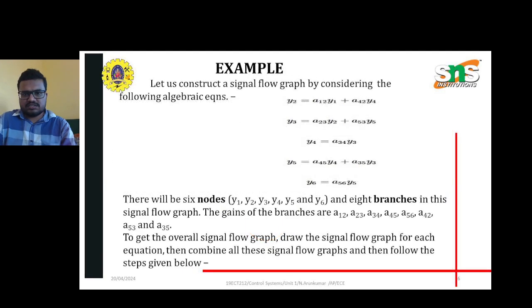Let us construct a signal flow graph by considering the following algebraic equations. The algebraic equation is the equation which will be formed as a control feedback loop as well as the forward path gain. It has to be followed based on the forward path executed until the loops are joined with one another.